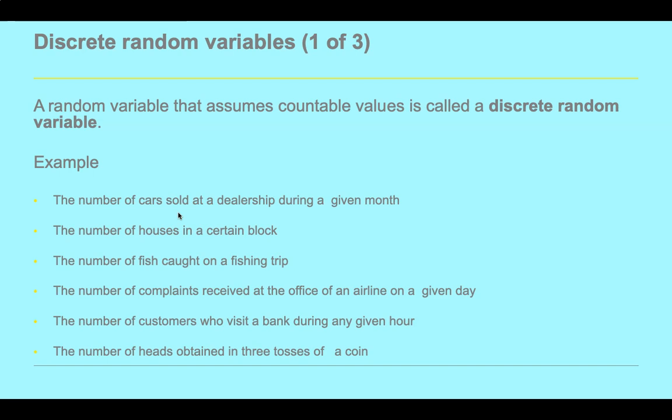Discrete random variables are those that are countable, like the number of cars sold at a dealership during a given month, number of houses in a certain block, number of fish caught on a fishing trip, number of complaints received at an office of an airline, number of customers, number of heads obtained in three tosses of a coin.